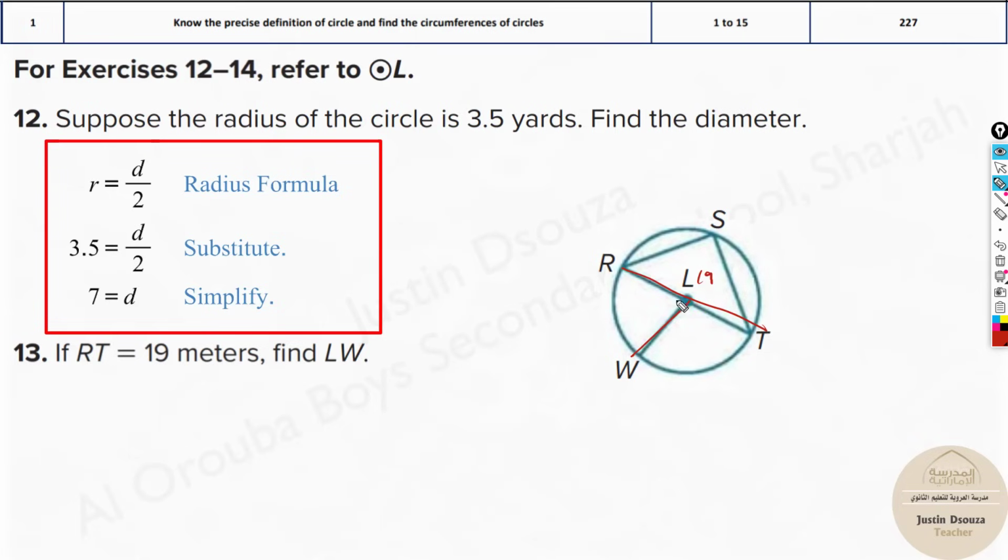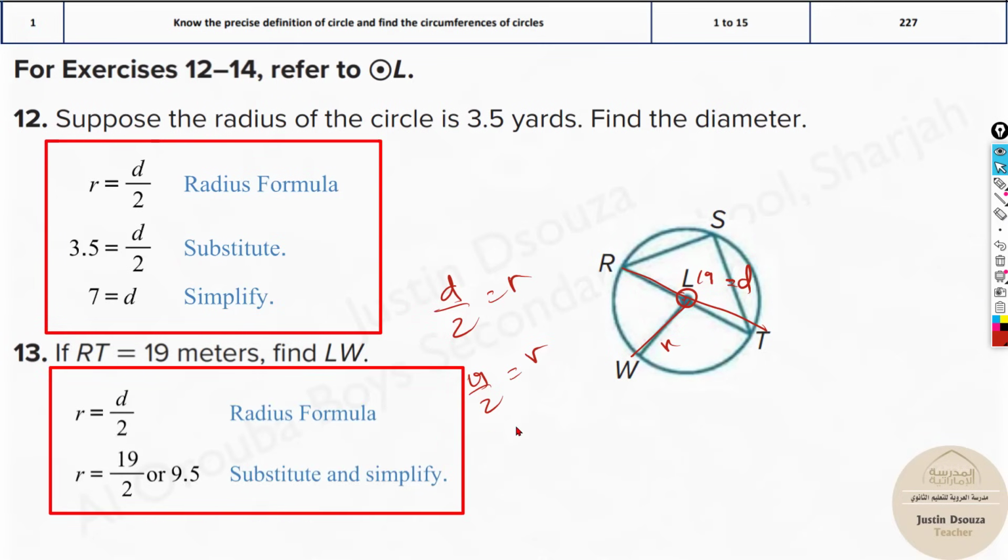Now if RT, look over here, the diameter RT from here to here is given 19. What is LW? RT passes through the center, so it's the diameter. LW passes through the center to the end of the circle, to any part of the circle, so it's a radius. So just divide D by 2, you will get the radius. 19 by 2 is the answer. Look into your options. You might have the option of 19 by 2 itself, 19 by 2 meters. Otherwise, you need to write 9.5. When you put it in the calculator it will be 9.5. Sometimes your options will be in terms of fractions, so just be careful with that.